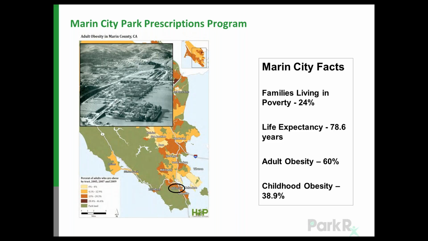Great, I'm just going to touch on some background on Marin City. Marin City is in southern Marin, adjacent and north of Sausalito. It is the lowest income area in Marin County and has the largest concentration of public housing. The family poverty rate is 24% compared to 3.5% in greater Marin County. There's a 60% adult and 38.9% childhood obesity rate. And the life expectancy of a Marin City adult is 78.6 years compared to the nearby community of Ross at 94.4 years. Ross is a more affluent community.